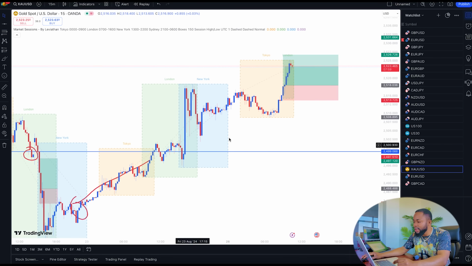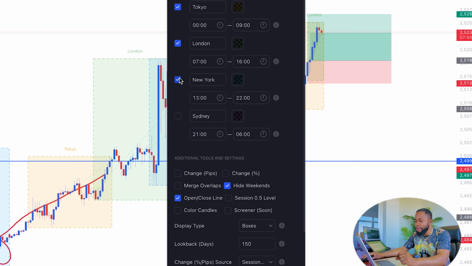Once you put the tool, just click on it. Let me quickly show you. Click on it, go on settings, and then you turn off the Sydney session. We don't want the Sydney session. This is going to automatically pick your time zone, so don't worry. Make sure you tick off the Sydney session. We want only the New York session, the London session, and the Tokyo session. All right, and then you click on OK.